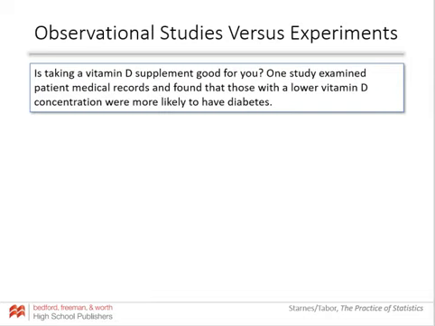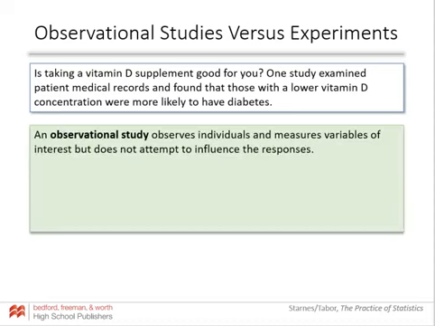Section 4.2, we're going to look at experiments, and there's a lot of vocab in here, so we got to make sure that we have these words down, okay? An observational study is when we are just looking at things that have already occurred in the real world and not trying to attempt to influence it.